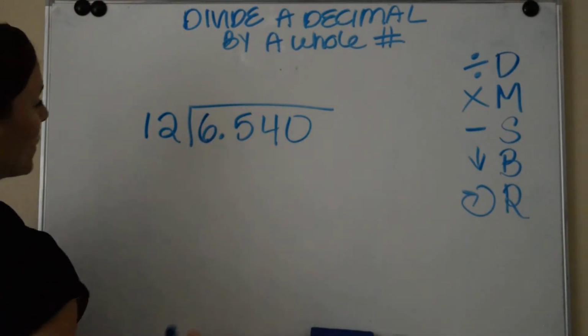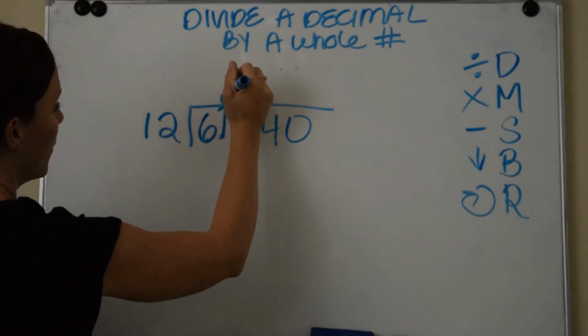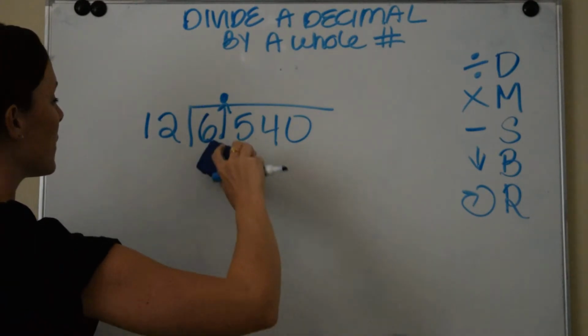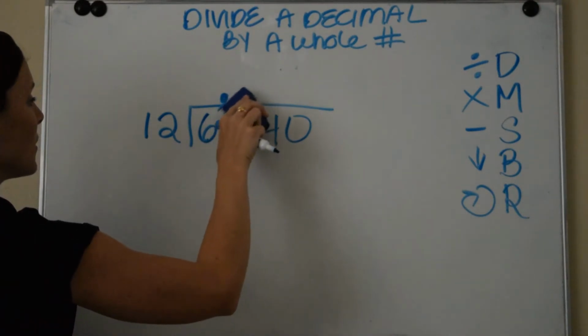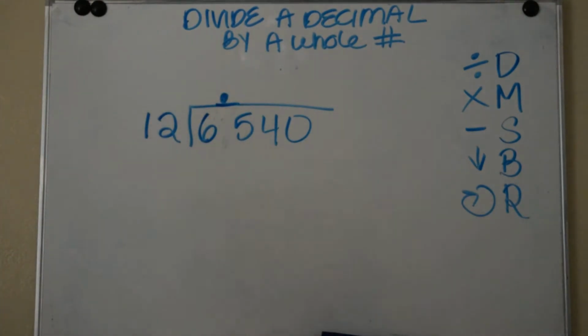Okay, here we go. First step, bring the decimal straight up. That means it's always going to be there in the answer no matter what we get. It's chilling right there. Don't move it.